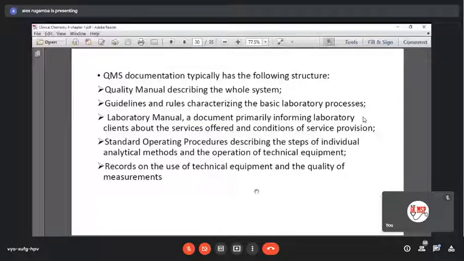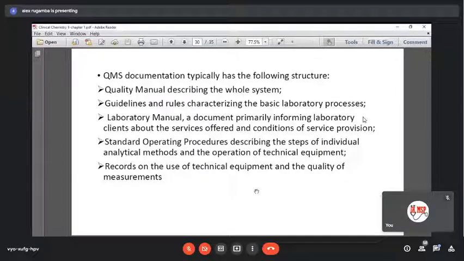There are also standard operating procedures. They are called SOPs. SOPs are documents which describe the procedure of a test, how the test is performed. For example, you are testing blood sugar using maybe an electrophoresis machine or a spectrophotometer machine. A document should be there giving all the instructions, all the procedures, on how you perform this test.